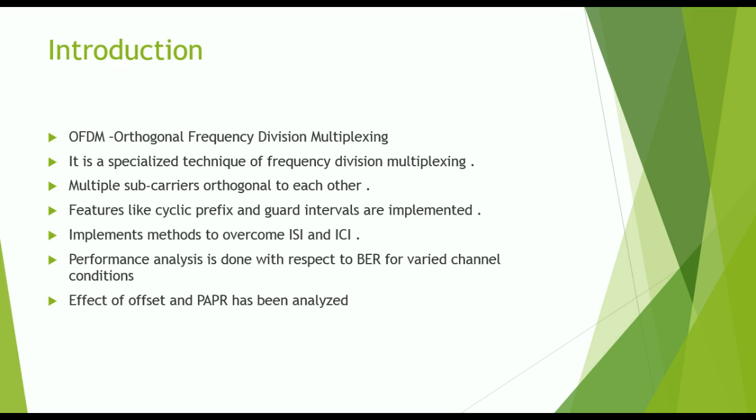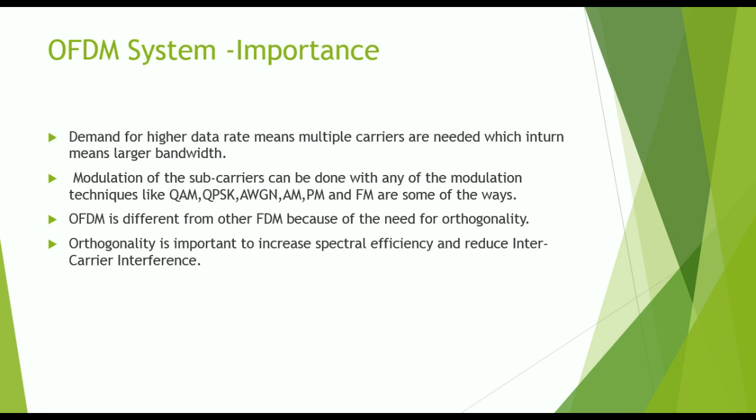and in this project we will further see the performance analysis with respect to BER, the effect of offset, and PAPR reduction. So again, why is it so important to study the OFDM system? Because of high data rate demand, we need to use multiple carriers, which means we need larger bandwidth. OFDM is based on the principle that the subchannels must be orthogonal so that the numerous subcarrier signals can be transmitted without interference in a tight space of frequency.